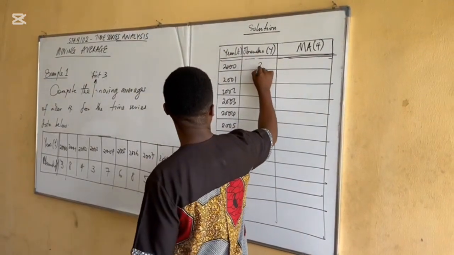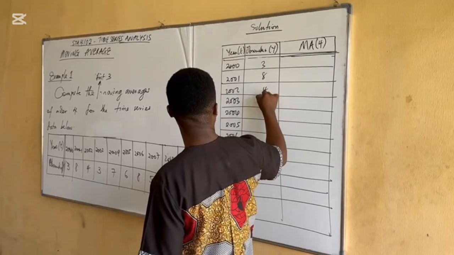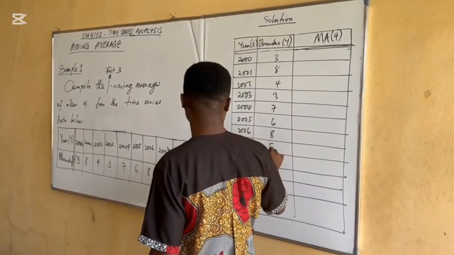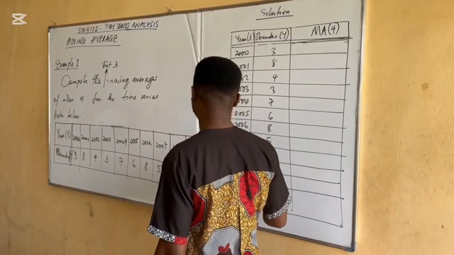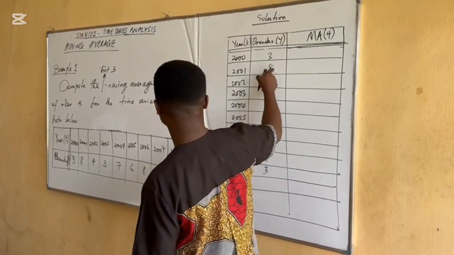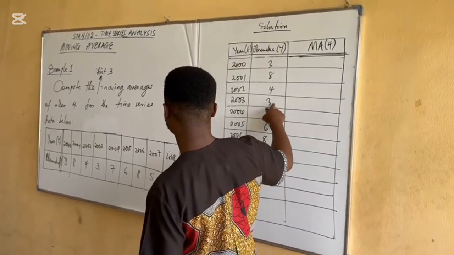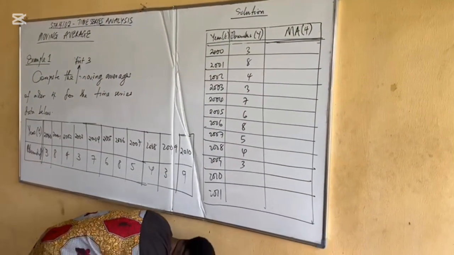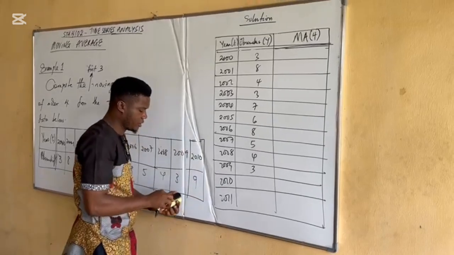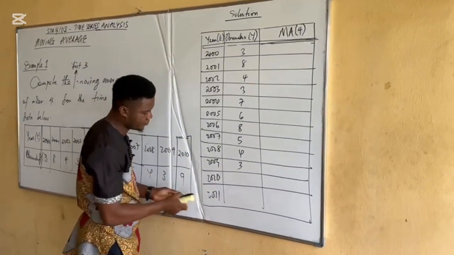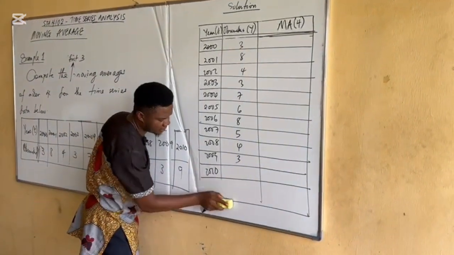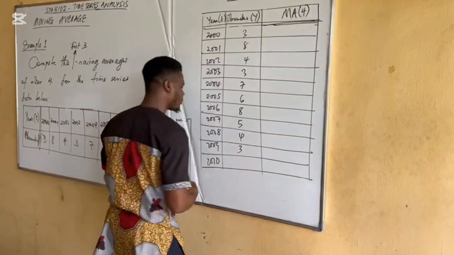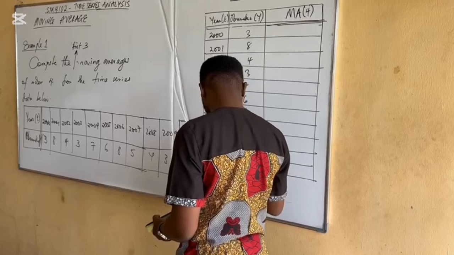Then the data will be 3, 8, 4, 3, 7, 6, 8, 5, 4, something is missing. 3, 8, 4. Okay. Sorry. Thank you. So let's wipe out 2011. It wasn't there. Now, 2010 is 9, right?